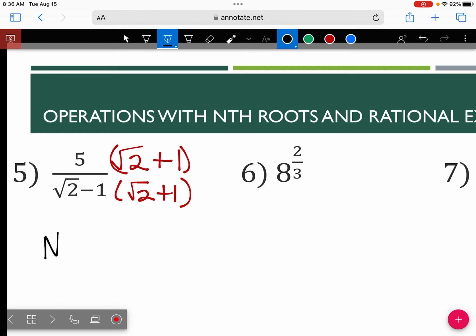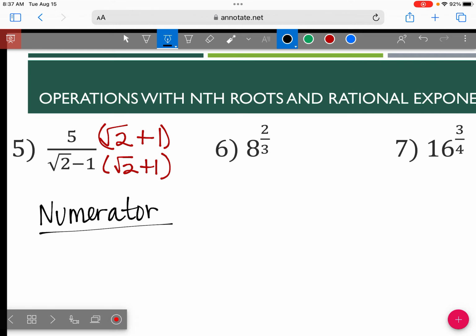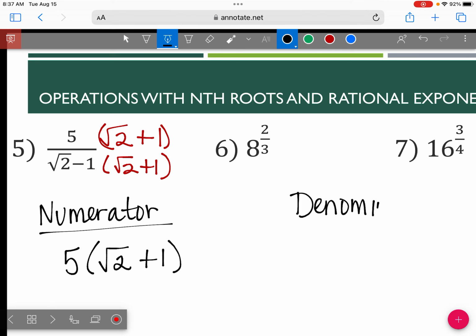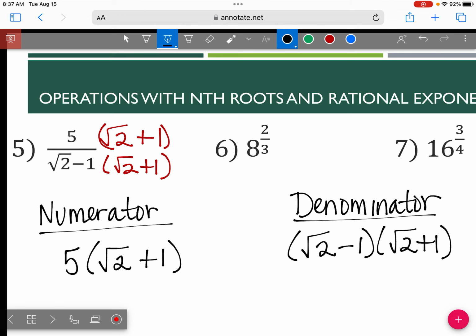So in the numerator, we have 5 times the square root of 2 plus 1. And in our denominator, we have to do first, outer, inner, last, or make a box. But we're multiplying root 2 minus 1 times root 2 plus 1. So take a minute and see what you would get, and then we'll go through it together.